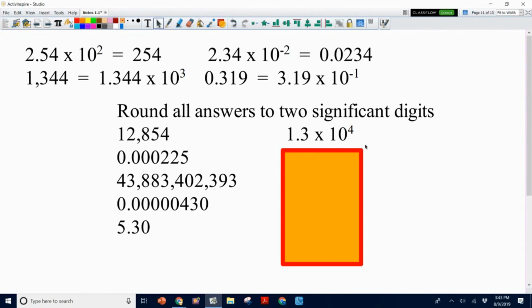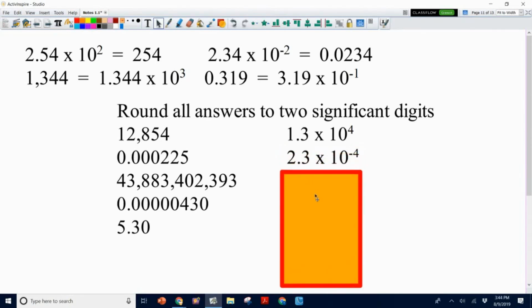Now if you need to pause this video and go back and recheck the other 4, correct your answer. Now that we've talked about rounding, and we saw an example where you do round a number up, do that. All right, so we're back. 0.000225. So this is going to be 2.3 times 10 to the negative 4.